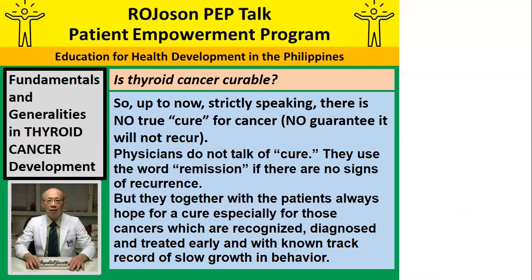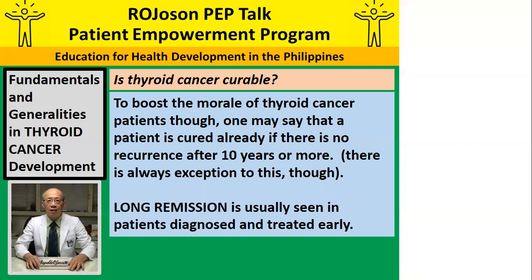Physicians do not talk of cure. They use the word remission if there are no signs of recurrence, but they, together with the patients, always hope for a cure, especially for those cancers which are recognized, diagnosed, and treated early, and with a known track record of slow growth in behavior. To boost the morale of the thyroid cancer patients, though, one may say that the patient is cured already if there is no recurrence after 10 years or more. However, there's always an exception to this. Long remission is usually seen in patients diagnosed and treated early.